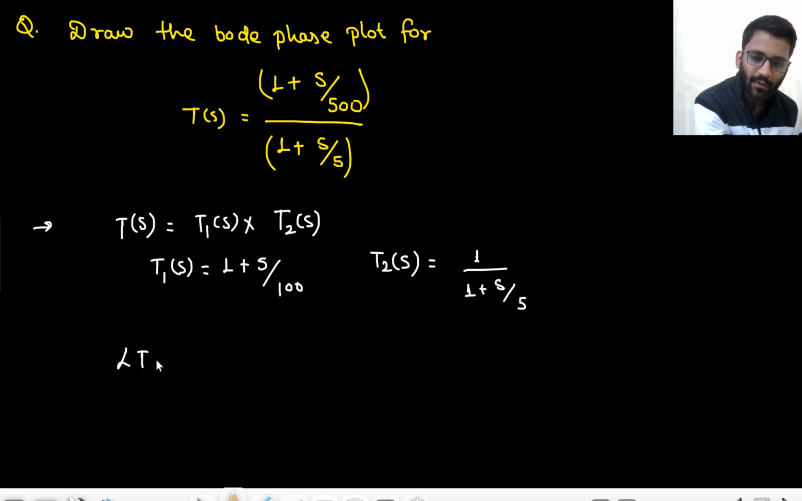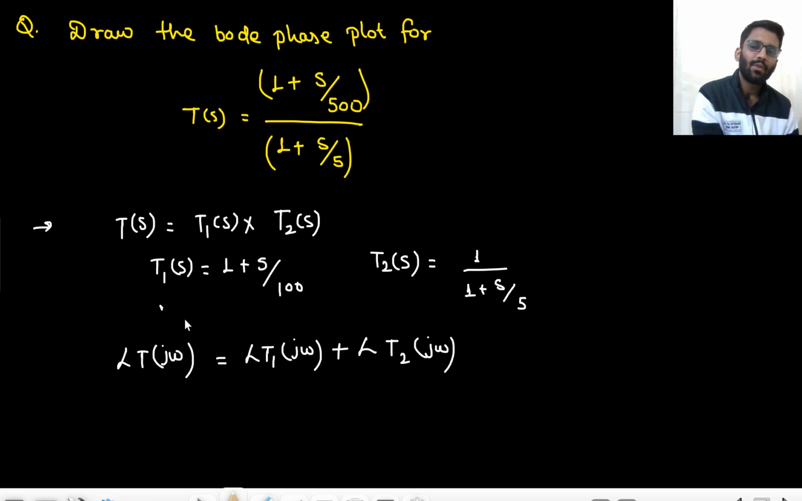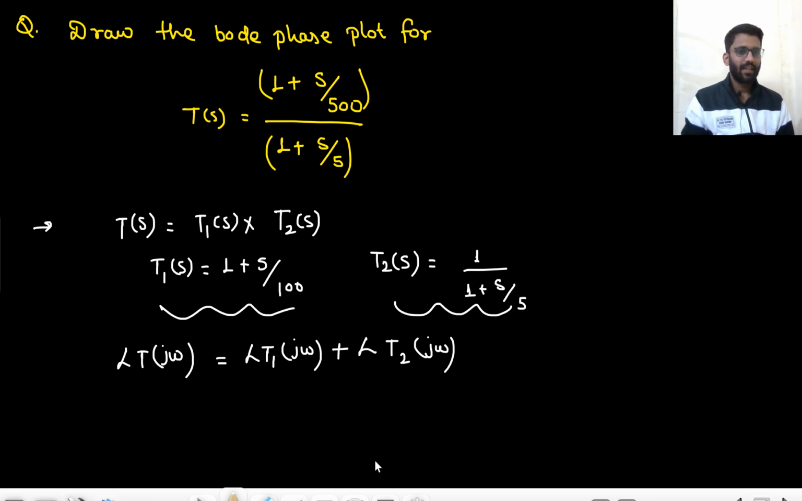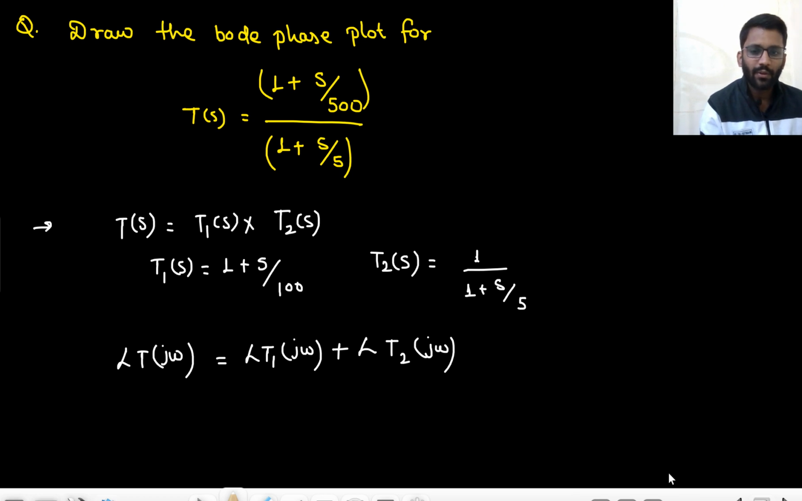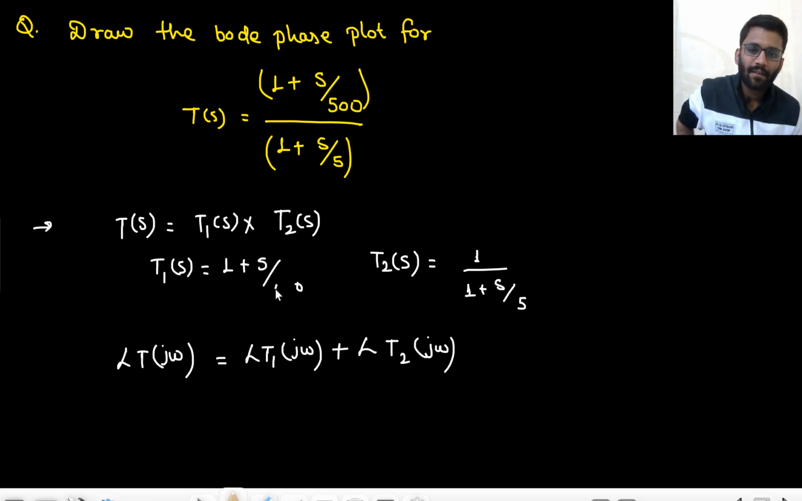So what will be the angle of T(S)? The angle of T(S) will be the angle of T1 of j omega plus the angle of T2 of j omega. If they are getting multiplied, that means angle will be added. So basically you draw the Bode plot for this, draw the Bode plot for this, and just add them up. Getting my point? So how will you draw the Bode plot for this? I will draw the angle of T1 of j omega first, and then the angle of T2 of j omega.